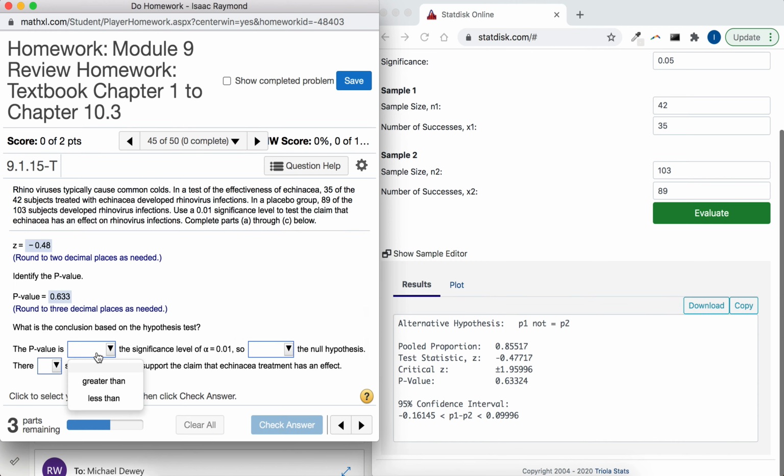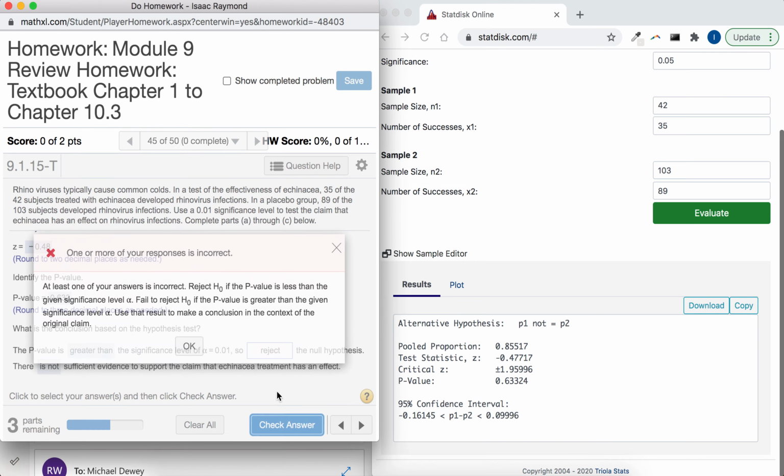And then our conclusion: the p-value is greater than 0.01, right? So that means we reject the null hypothesis. If the p-value is low, reject H0. If the p-value is high, then you can't reject H0. There's no significant evidence. If you have a high p-value, your test can't tell you much. There's no statistically significant evidence.